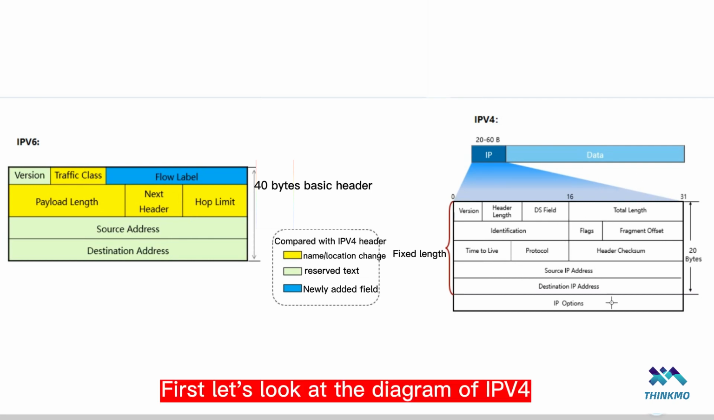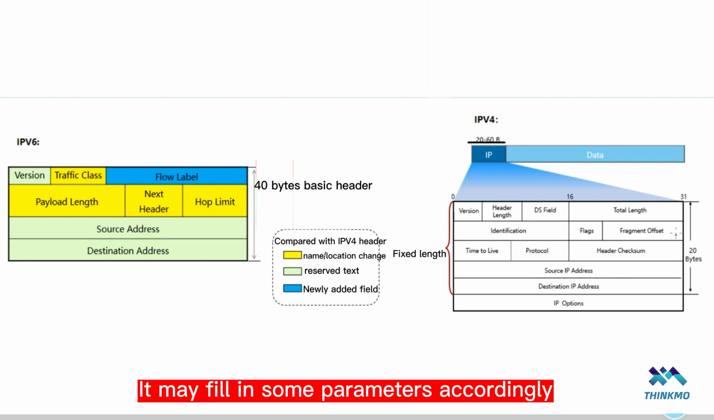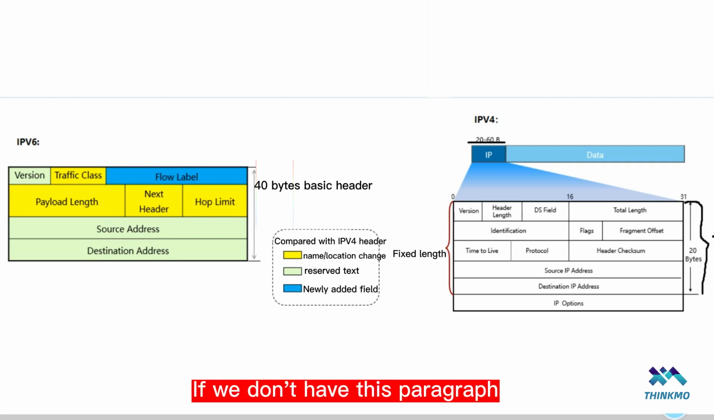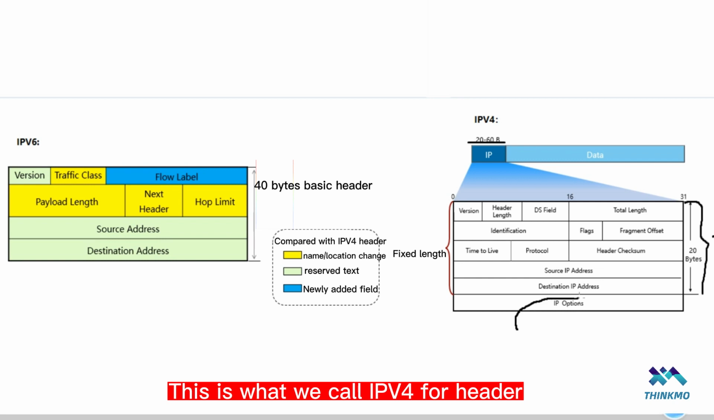First, let's look at the diagram of IPv4. The IPv4 header is 20 to 60 bytes in size. The first five rows are a fixed size of 20 bytes. So why 20 to 60? Because of the options, which we'll cover later, it may be filled in with some parameters to implement other functions. If we don't have this part, the header is only 20 bytes long. This is what we call the IPv4 header.